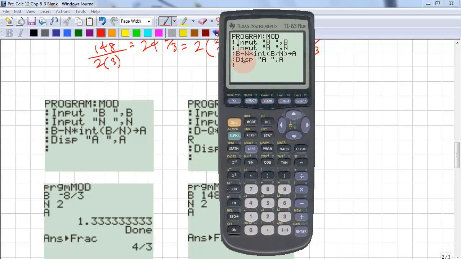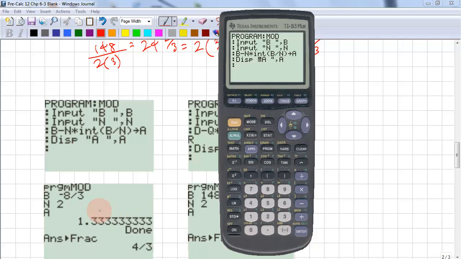Now you need the display function. So that's the program key again. And again, it's I/O. I/O means input output. And display is number 3. And then you can do the same alphanumerics to enter the last bit. Okay, once you've entered your program, it's automatically saved.